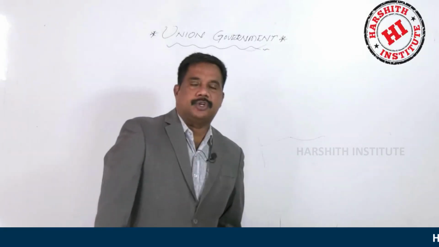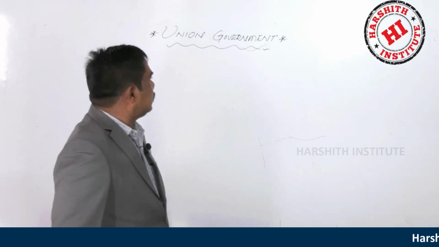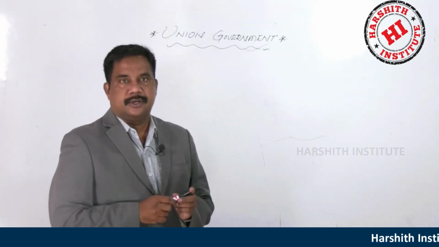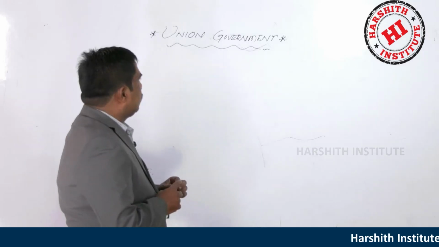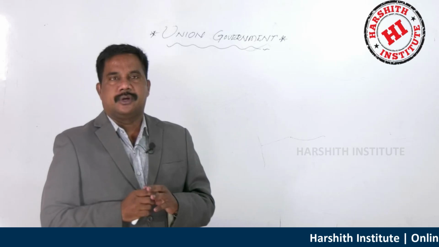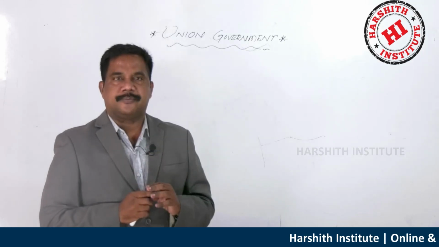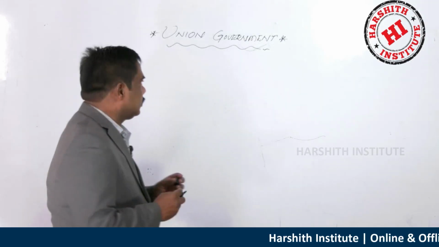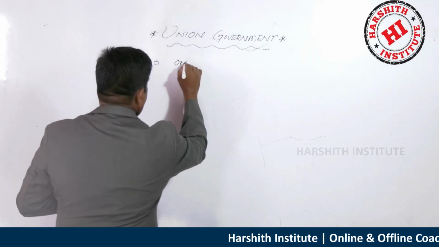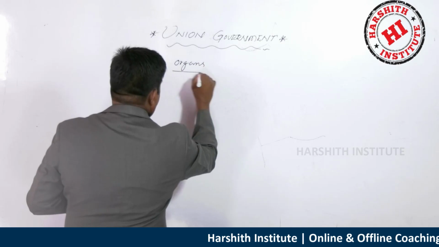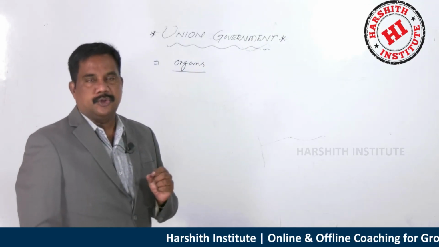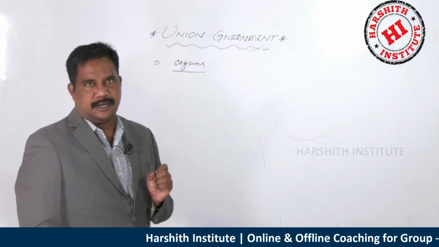So good morning everybody. Today we are going to discuss the union government, the new chapter. Generally, union government is also called central government. Union government consists of three organs. They are called the three organs of the government.